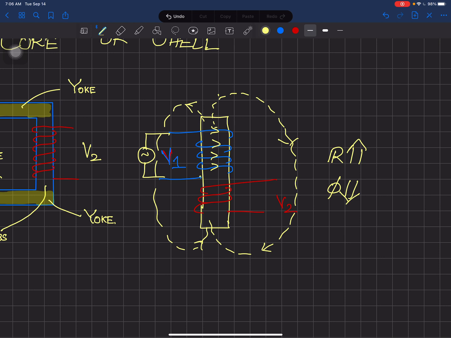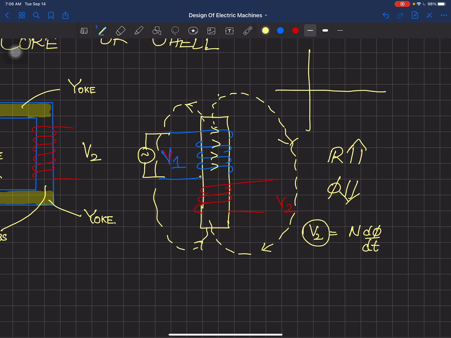So we all know V2 is going to develop a voltage defined by N d phi by dt. When d phi is not there, when flux is not changing, not even there in very small Webers, V2 is not going to be induced. Or even if V2 is induced, this is a very important one: even with a small change, if you had a flux changing like this, you are going to get some voltage V2. Yes, there will certainly be some voltage. But when you connect a load over here, it will not work.